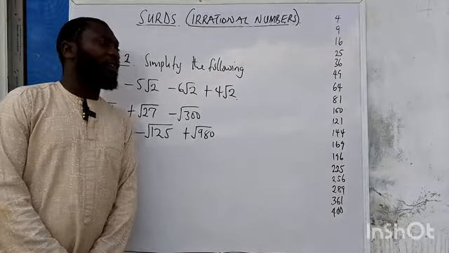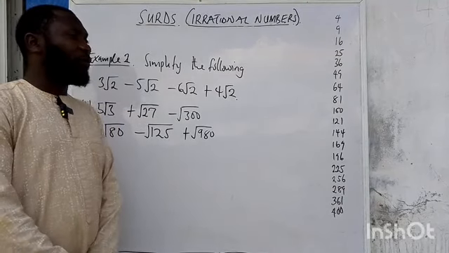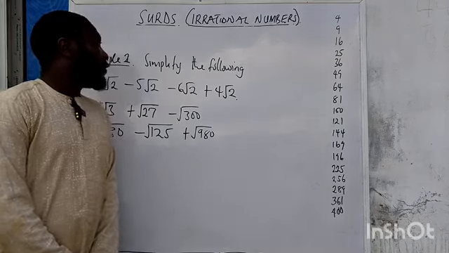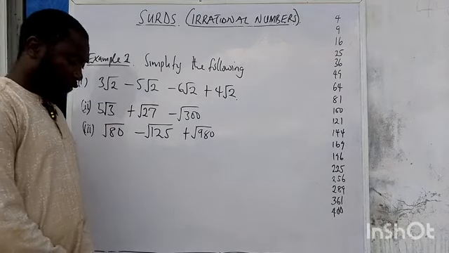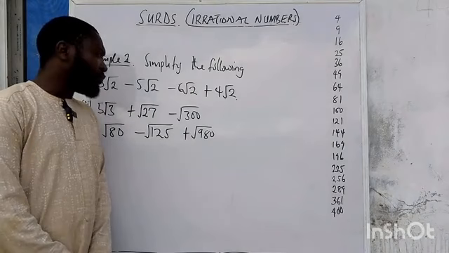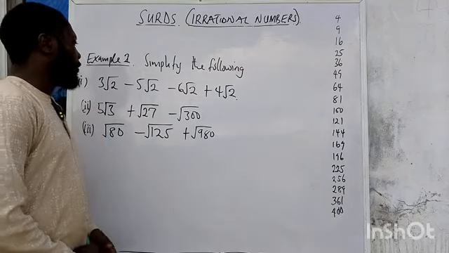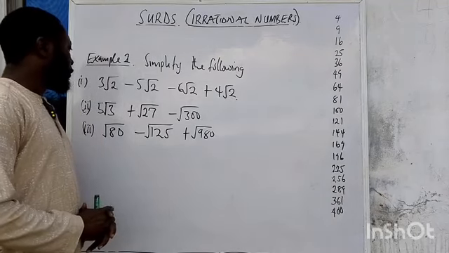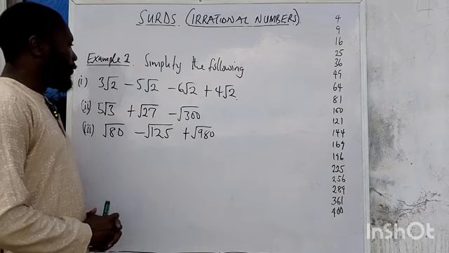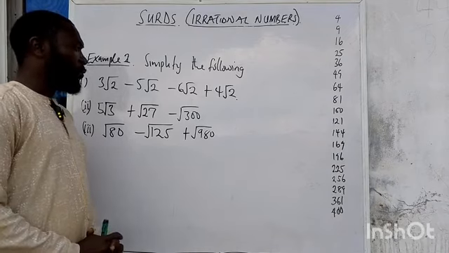Welcome viewers. Here is another example under the topic Surd. So we have to simplify the following questions: 3 root 2 minus 5 root 2 minus 6 root 2 plus 4 root 2.